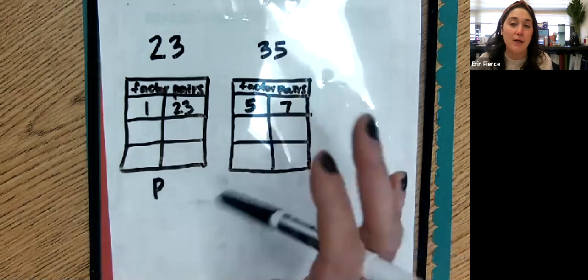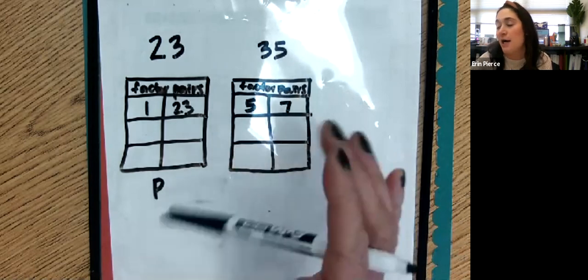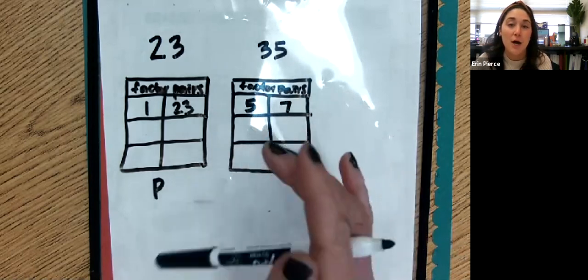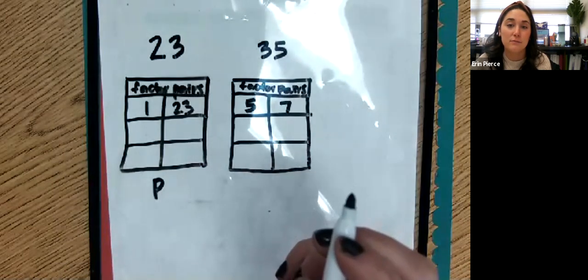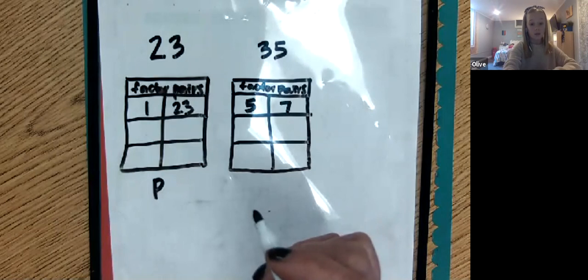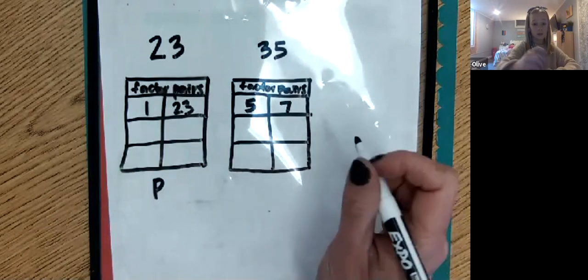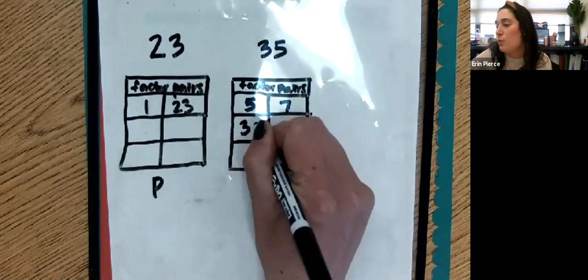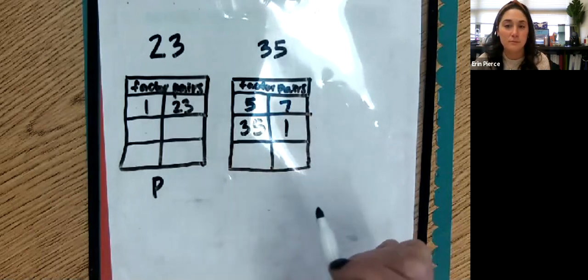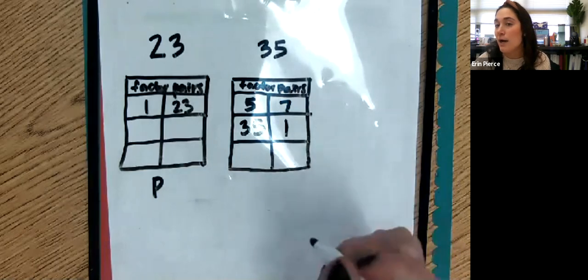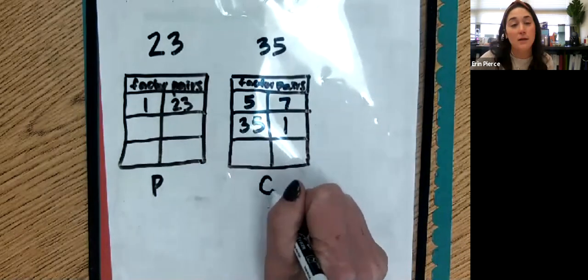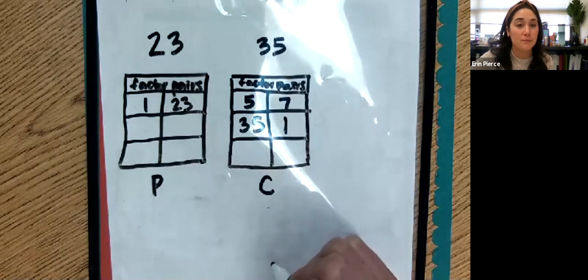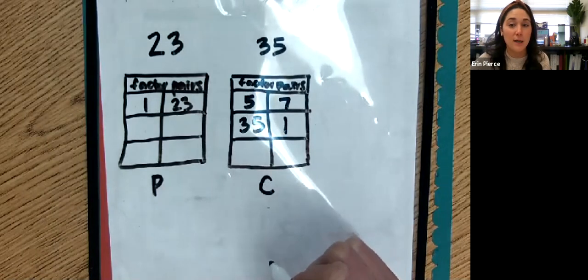What else do I know is a factor of 35? A factor pair. Olive. 35 and 1. So we can call this a composite number. C for composite.